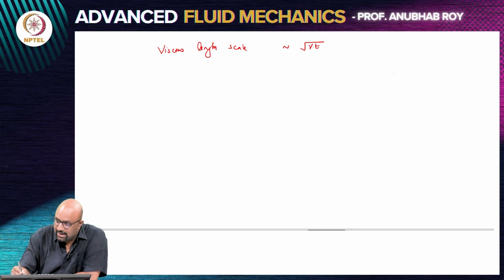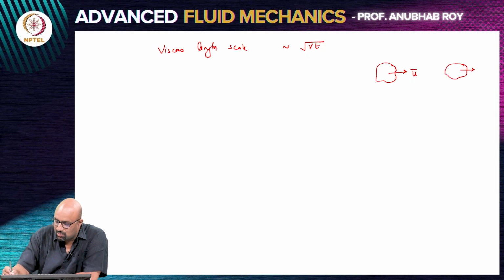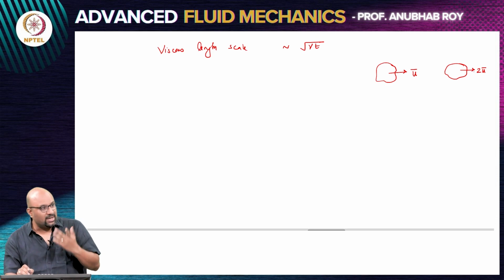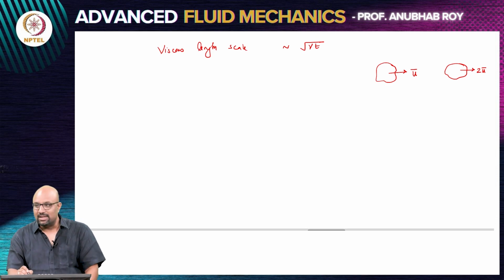So when you have an object, I'll just draw some arbitrary object, moving with a velocity u, and then you suddenly accelerate this object, and it now starts to move with a velocity, let's say 2u. There is a change in the boundary condition, a change in your forcing in the problem. Now, how quickly will the fluid respond to this?